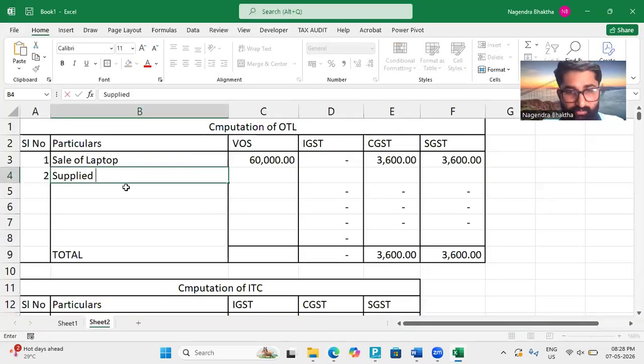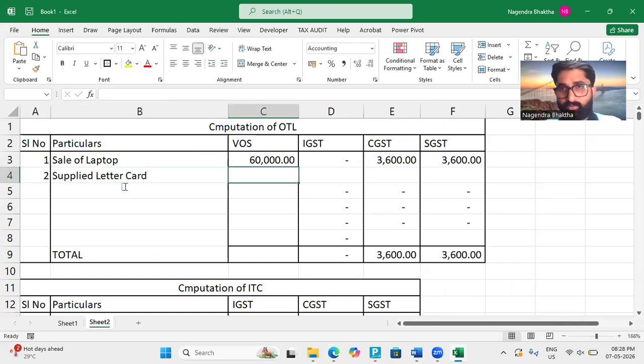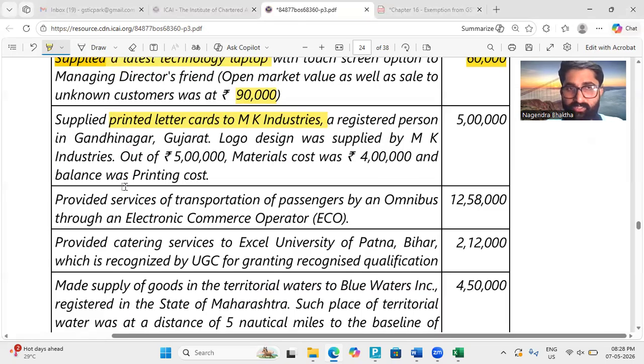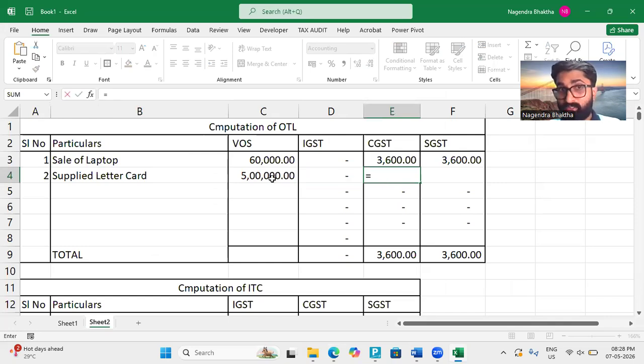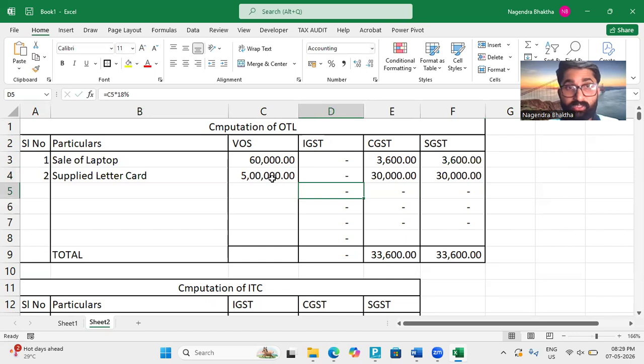Supplied letter card. So what is the value? Total 5 lakhs. And is this CGST, SGST, or IGST? This is CGST, SGST because nothing else is provided. So here again it is supply of goods, so that's 6% and 6%. It is not service, no. Letter card is not service. It is supply of goods.